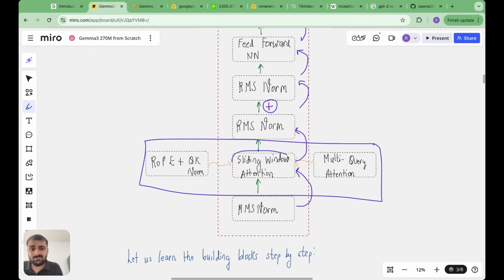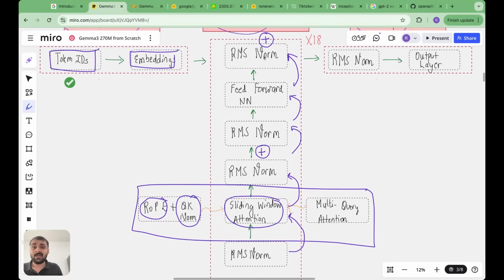First of which is having something called a sliding window attention. Second is having rotary positional encodings. Now, many modern architectures in language models do use rotary positional encodings, but earlier, let's say GPT-2, they used absolute positional encodings. I'll show that also. And then they use query key normalization. At several places, you will see RMS norm. This is also a bit of a change, right?